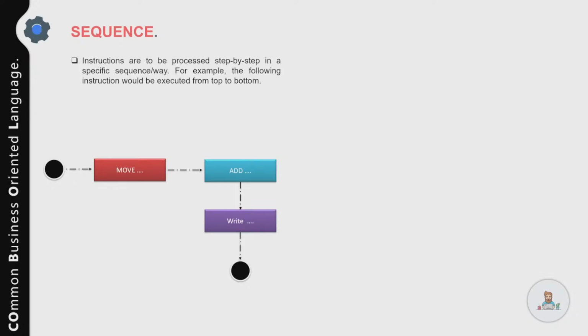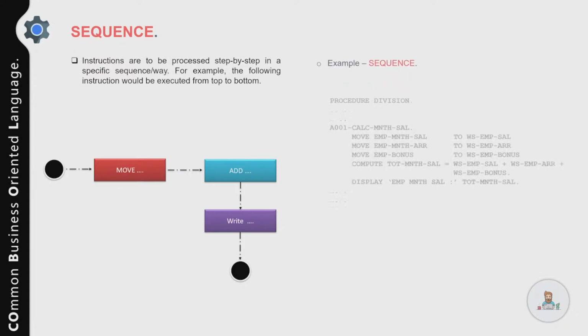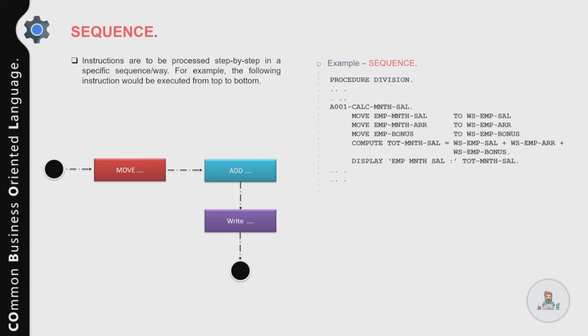In sequence, the instructions are processed or executed in a specific order or sequence, that is step-by-step execution. For example, the following instructions will be executed from top to bottom. So in the following diagram, first of all, the MOVE statement will be executed. Thereafter, you have the ADD statement, which will be executed. And at last, you'll be executing the WRITE statement. Now let me showcase an example so that you can understand how exactly the statements are executed in a sequence. So in this example, we have a procedure division, which is extracted from an actual program.